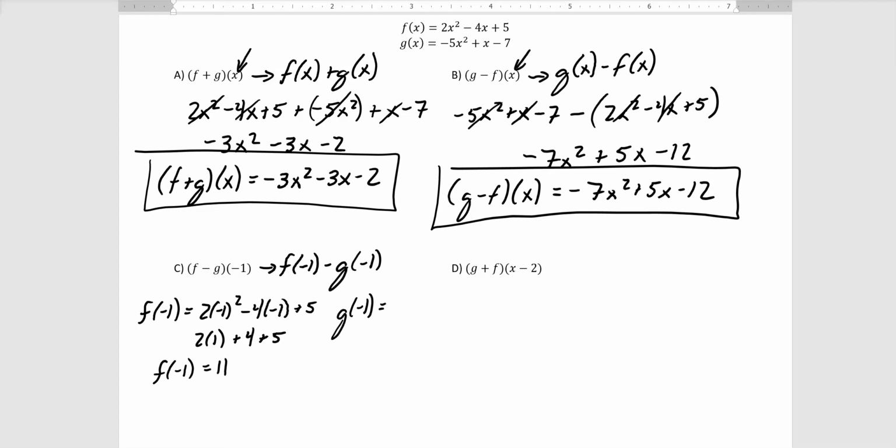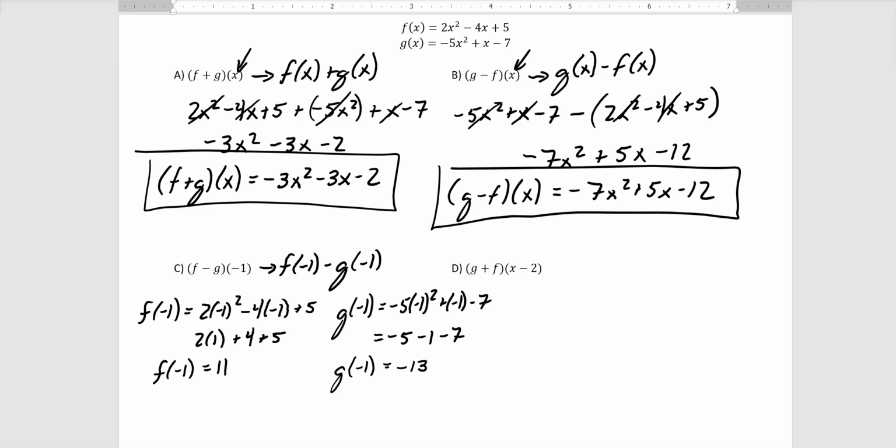And g of negative 1 equals negative 5 times negative 1 squared plus negative 1 minus 7. So negative 1 squared will become 1, so this will be negative 5 times 1, which is negative 5, plus negative 1 is minus 1, and then minus 7. So that means g of negative 1 equals negative 5 minus 1 is negative 6, and then negative 6 minus 7 is negative 13.